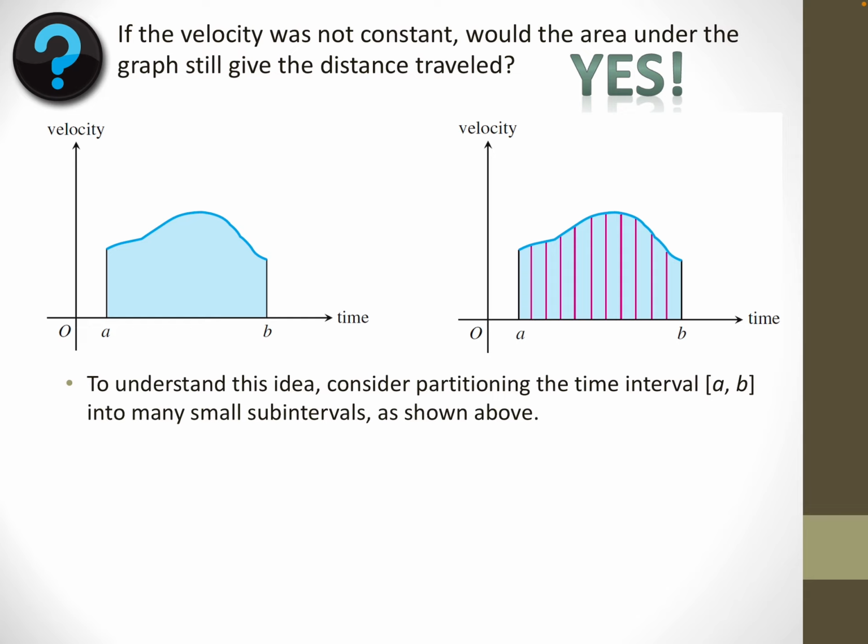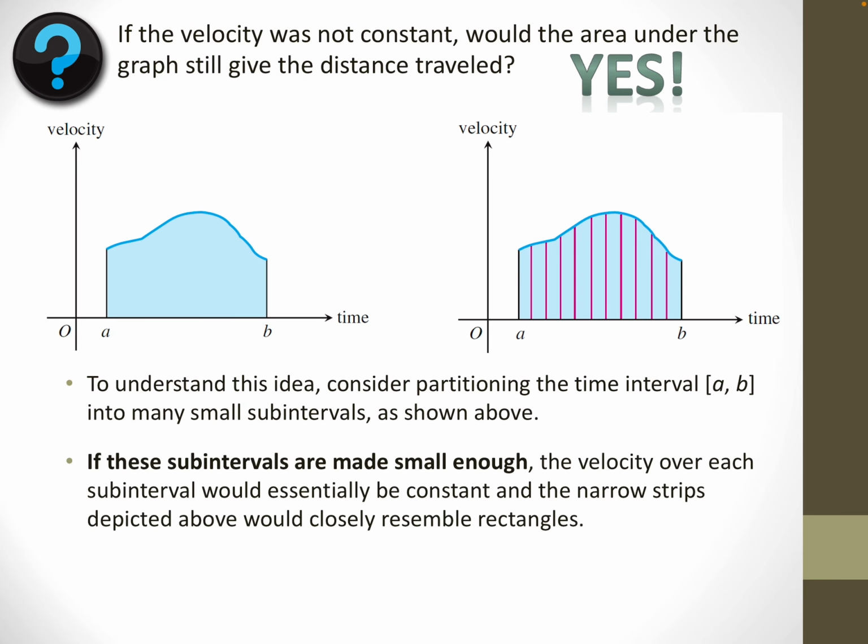Now, if you're looking at it going, well, some of those aren't very much like rectangles because the curve is changing a whole lot in that section, I totally agree with you, and we may have to go to some very small rectangles to get a very good estimate. So if these intervals are made small enough, the velocity over each subinterval would essentially be constant, and the narrow strips would closely resemble rectangles. You can be skeptical about that if you want. I think you should be skeptical about that. But what I'll say is they'll come close enough to rectangles that we'll get a pretty good estimate.